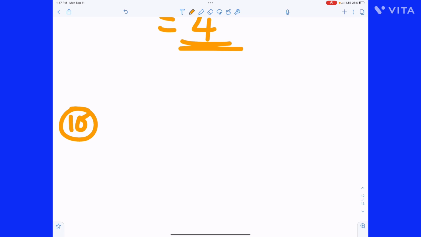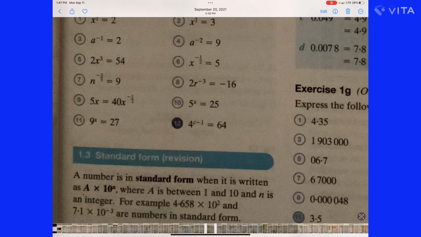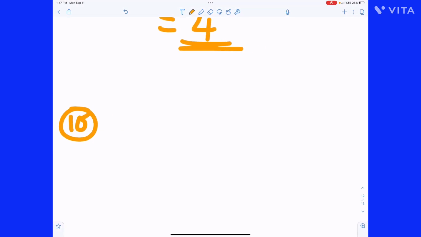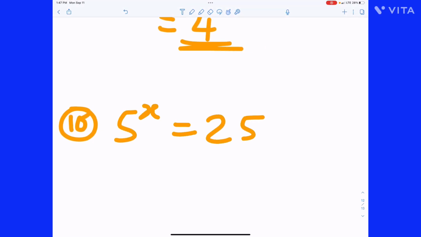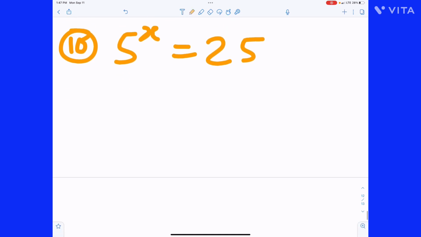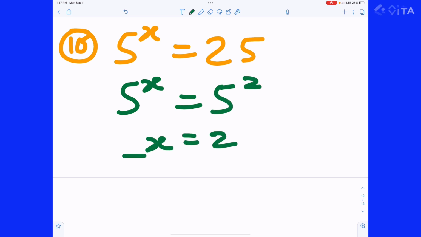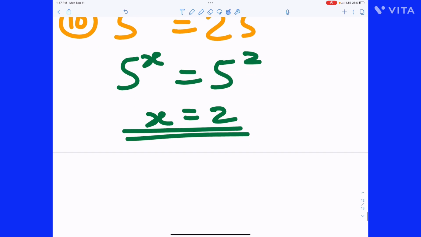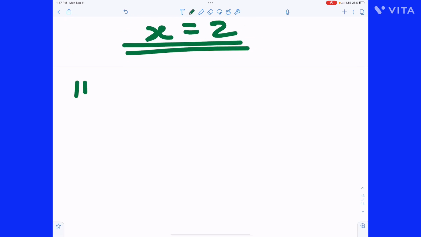That was number 9. Number 10 now. 5 raised to power x is 25. All I need to do here is try and write both sides in the same base. 5 raised to power x is 25 will give you 5 raised to power 2. So x is what? 2. Did you understand that?